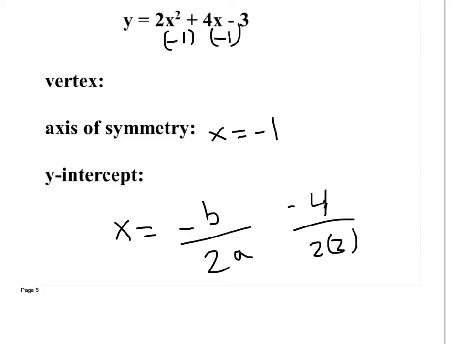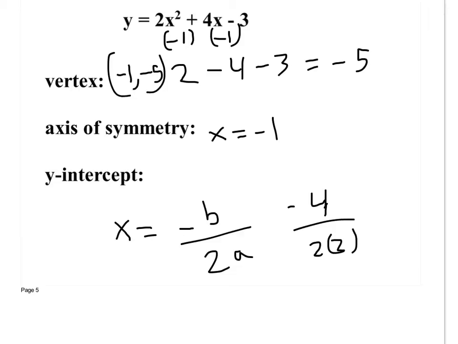So we solve. What's negative 1 times negative 1? It's 1. So we have 2 here. What is 4 times negative 1? Negative 4. And minus 3. What is 2 minus 4 minus 3? 2 minus 4 is negative 2, minus 3, so it'd be negative 5. So my vertex is negative 1, negative 5. How do you think I find the y-intercept?